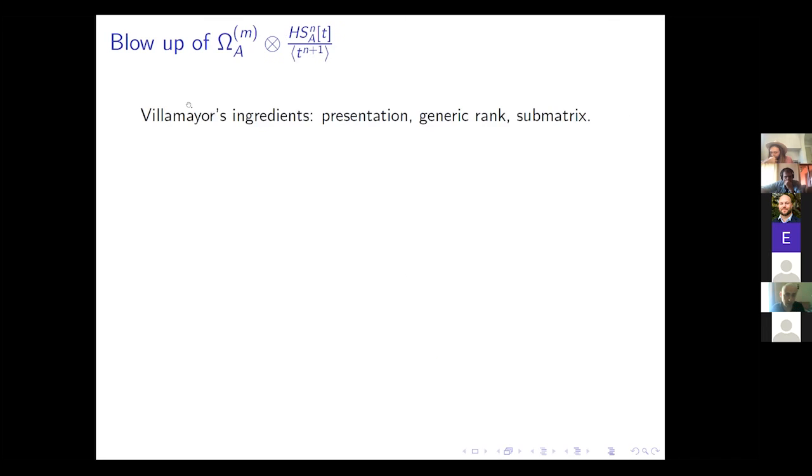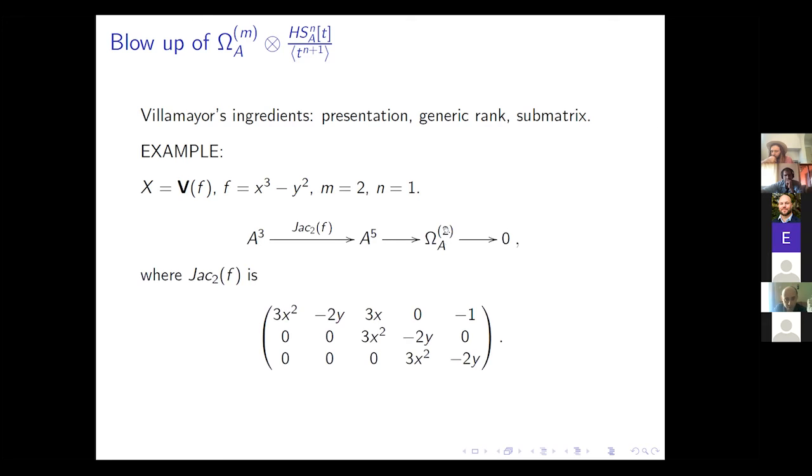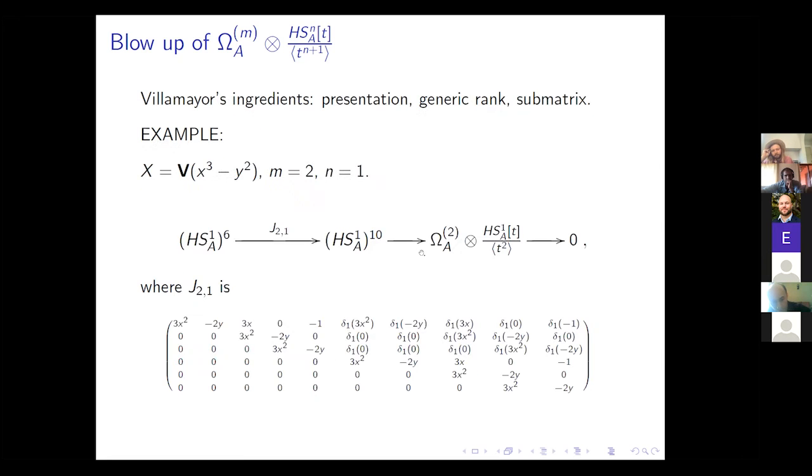The generic rank. Recall the ingredients: presentation, generic rank, and the submatrix. Now, to discuss these two ingredients, let me explain what we did in an example. Consider the cusp, f is this polynomial, m is 2 and n equal 1, the smallest possible numbers. The first theorem says that we have this presentation with this matrix. There appear some first partial derivatives, derivatives of order 1, etc. Now we go to the tensor, and obtain the following matrix.